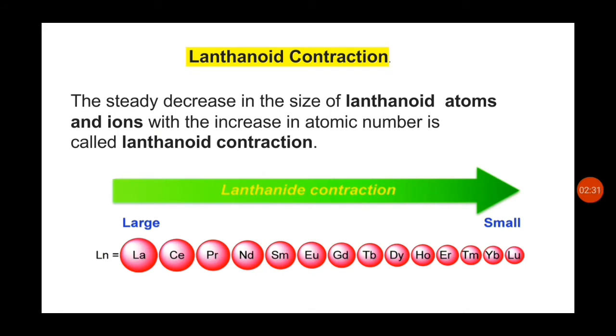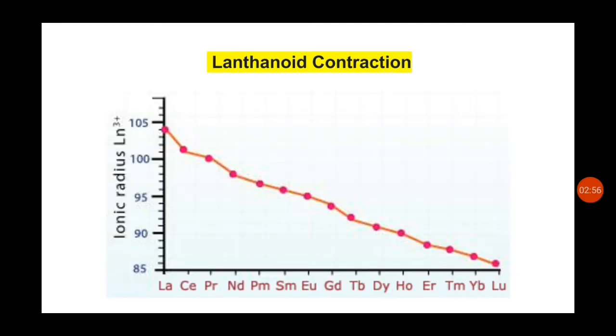Then the important topic in this is lanthanoid contraction. The steady decrease in the size of lanthanoid atoms and ions with the increase in atomic number is called lanthanoid contraction. You can see here the size of atom goes on decreasing from lanthanum to lutetium, and the reason for this is poor shielding effect of f electrons. These are the radii of ions of lanthanoid series from lanthanum to lutetium. These are the 3+ ions. You can see the gradation, the decrease in size.